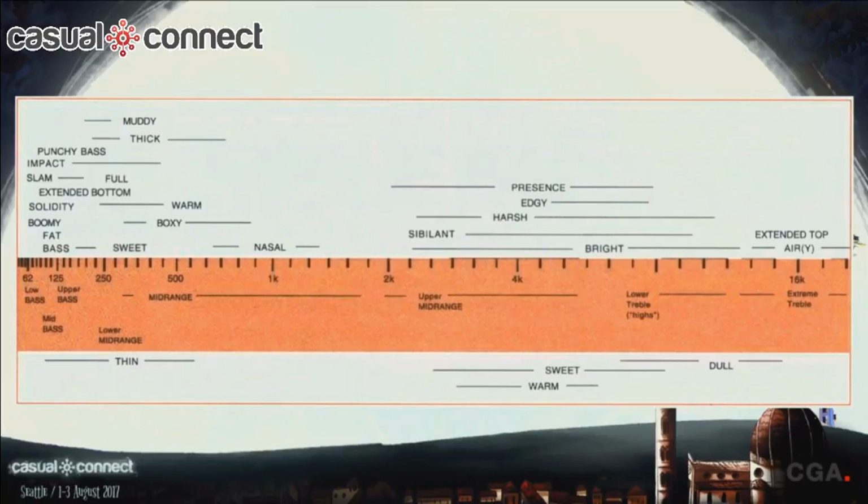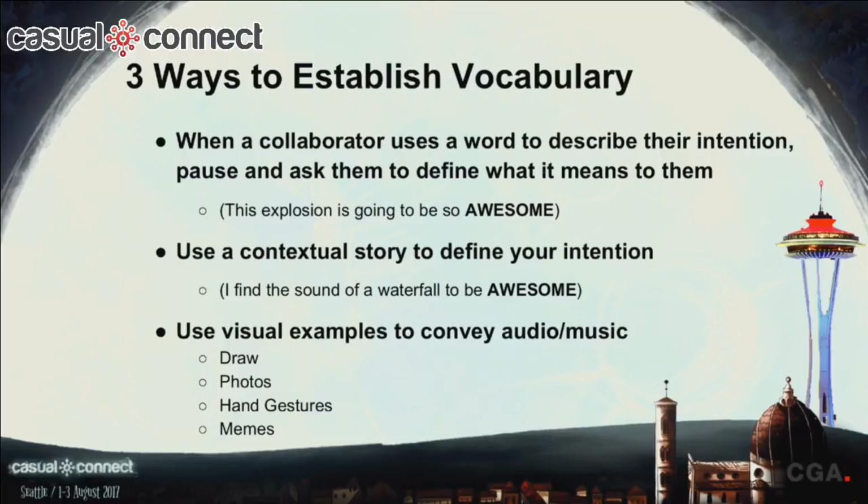And again, it just kind of talks about the frequency spectrum and different words that people use down at the low end to describe low bass sounds as being punchy or slam or boomy. And then up in the top end of the frequency spectrum, we have these airy or bright sounds. And again, these are all words that we use to describe sound and are comfortable with. So finding where those words are between the people that you're collaborating with is going to end up being of value early on. So, 3 ways to establish vocabulary.